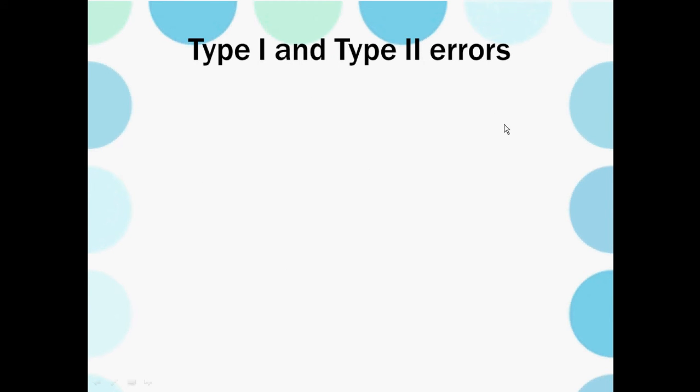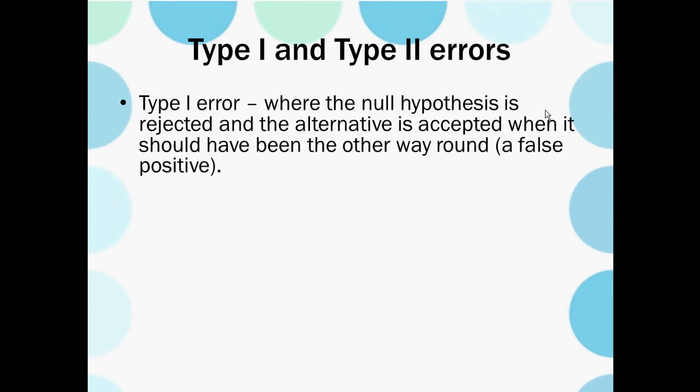Okay. And then, if we look at the types of errors we might make in terms of our statistics at the end of a study, a type 1 error is where you've rejected your null hypothesis and accepted the alternative, but it should actually have been the other way around. So what you've got is a false positive. You're saying, hey, my results are really significant, whereas actually it was down to chance. So that's called a type 1 error if you do that.